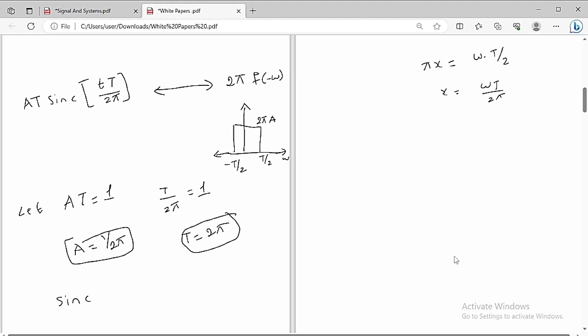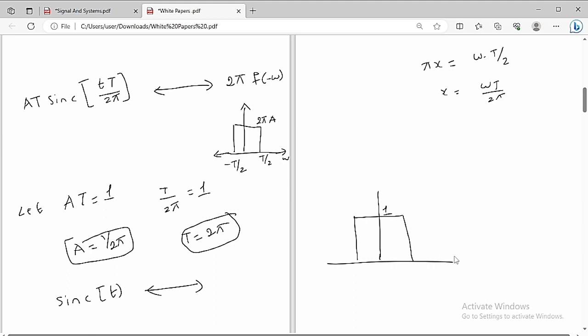So sinc of t has the Fourier transform, which is this graph, right? For this graph, now t is equal to 2 pi and a is equal to 1 by 2 pi. So if you multiply, what are you going to get? 2 pi into 1 by 2 pi is equal to 1. So this height is 1. Now what is t? T is equal to 2 pi.